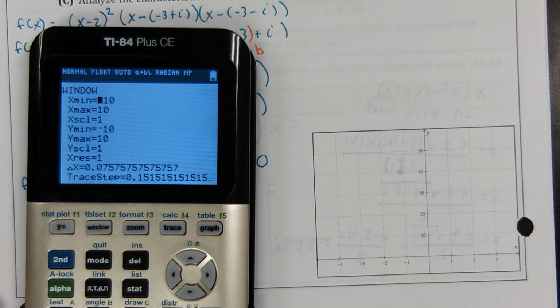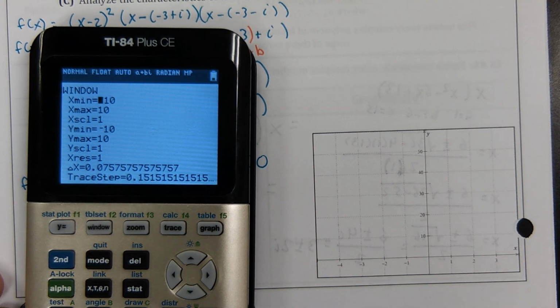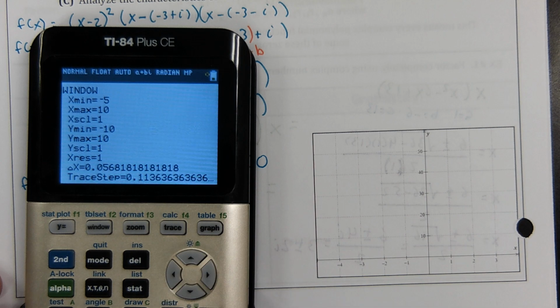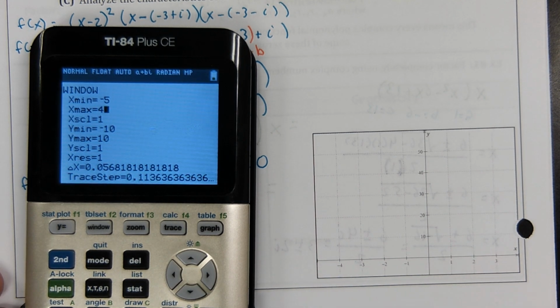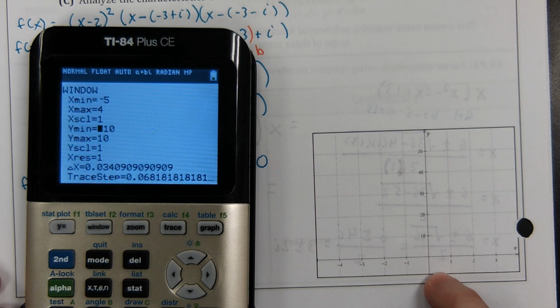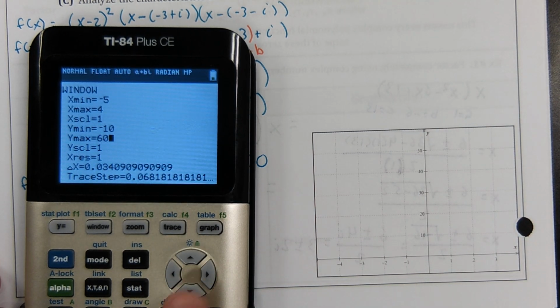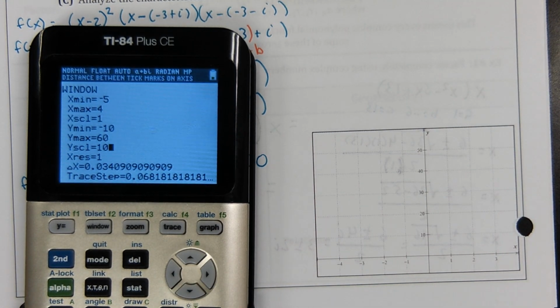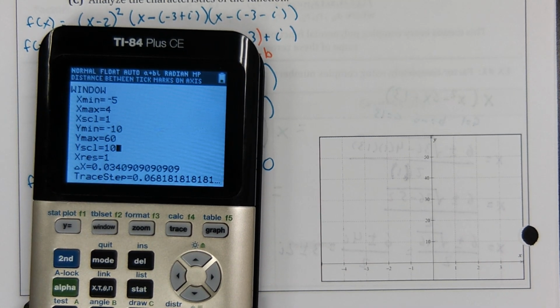Window. Right there. And notice that the x's go from negative 5 to positive 4. And they count by ones. Notice that the y's go from negative 10 to positive 60. And they count by tens. And don't worry about x res and delta x. You won't ever deal with those. Or trace step. Don't worry about that. Your calculator will set those numbers for you. And then I hit graph.